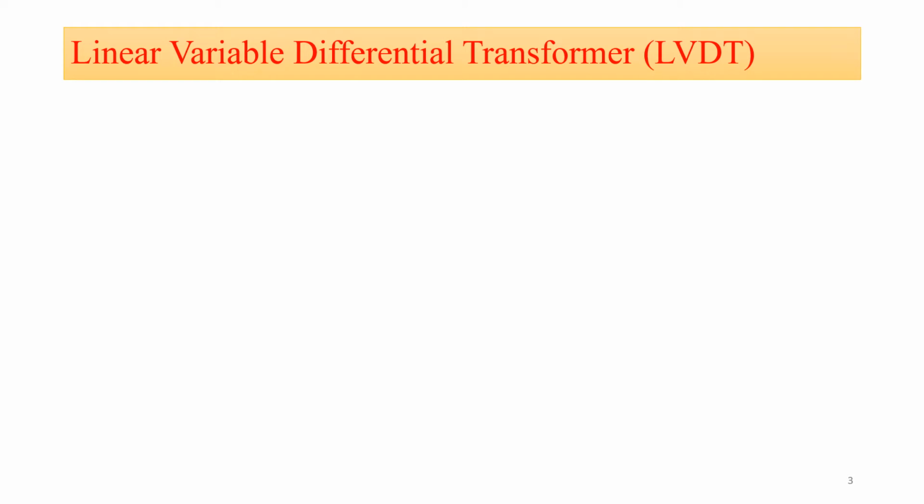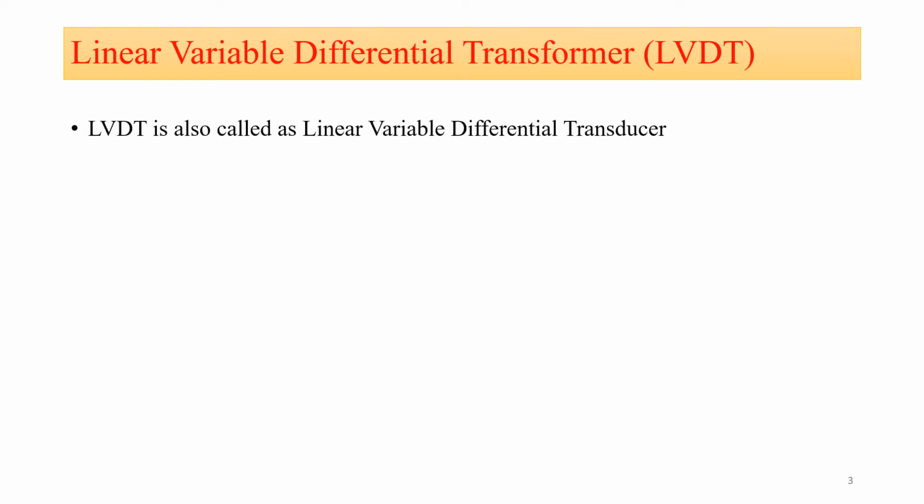Now what is LVDT? LVDT stands for linear variable differential transformer, or LVDT is also called a linear variable differential transducer. Now LVDT is a passive type of transducer. As we know the difference between active type and passive type of transducer: an active type of transducer doesn't require any external power supply for its operation, but a passive type of transducer requires an external power supply for its operation, and LVDT requires an external power supply. That's why LVDT is a passive type of transducer.